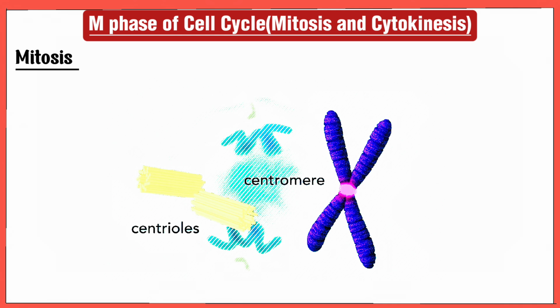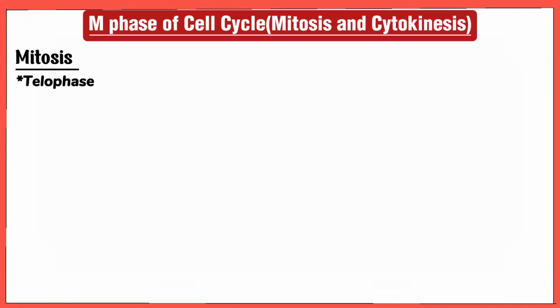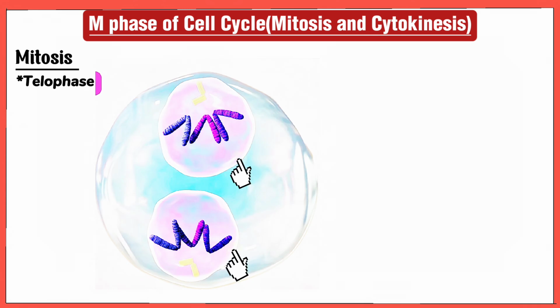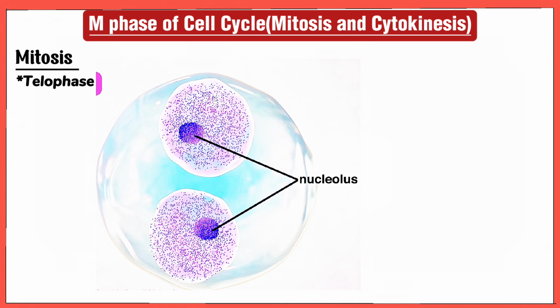So let's move to the next phase, which is the telophase. In telophase, which is the final stage of mitosis, a nuclear membrane reforms around each set of chromosomes at the end. Then the chromosomes spread out into chromatin and the nucleus becomes visible again. So mitosis, which is the division of the nucleus, is now complete.